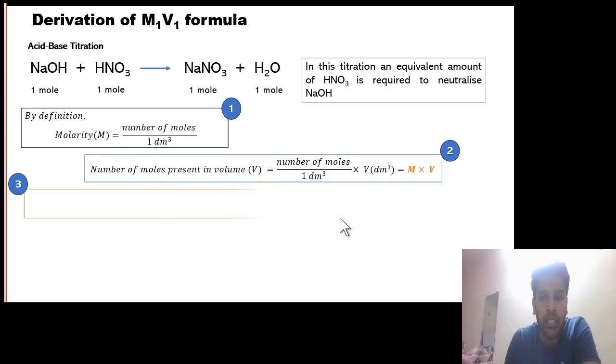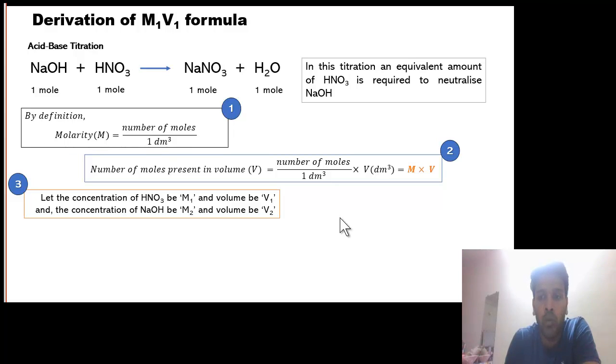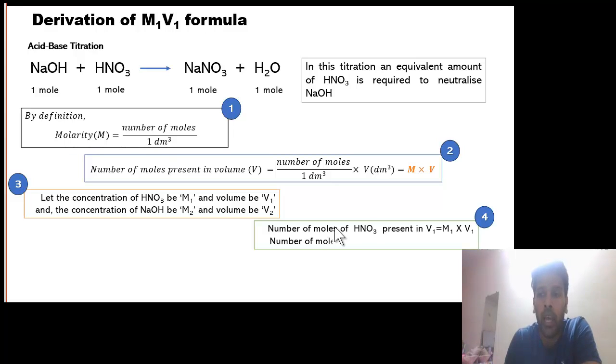So now, if we consider the concentration of nitric acid to be M1 molar and the volume used in titration to be V1, and the concentration of NaOH to be M2 and the volume used to be V2, we can calculate the number of moles present in V1 and V2 of nitric acid and sodium hydroxide respectively, as given in the box.